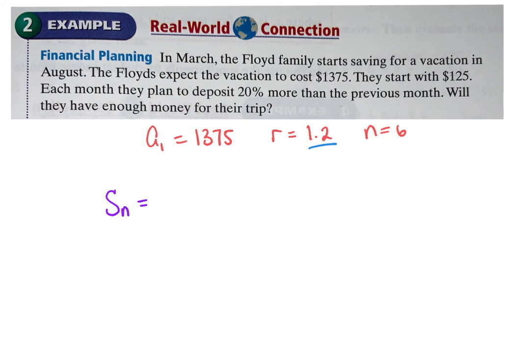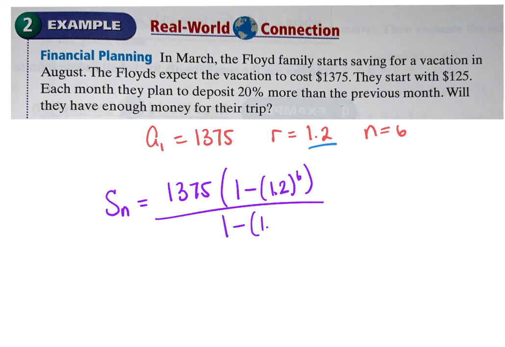S of N equals my first term times 1 minus my R to my N, all over 1 minus my R, right? And if you plug all of this in, yes, you would use a calculator for 1.2 to the 6th for sure. You would get 1241.24. How much did their vacation cost?